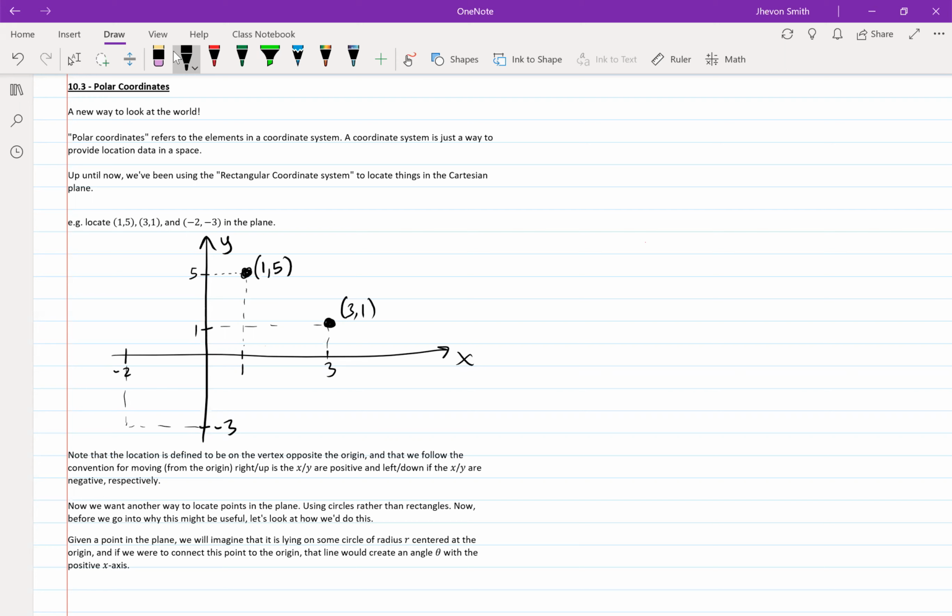The corner opposite the origin is going to be the location of the point. So this is the location -2, -3, right? So this is the XY plane, the Cartesian pair of axes, and this is how we locate points in the plane. This is using the rectangular coordinate system.